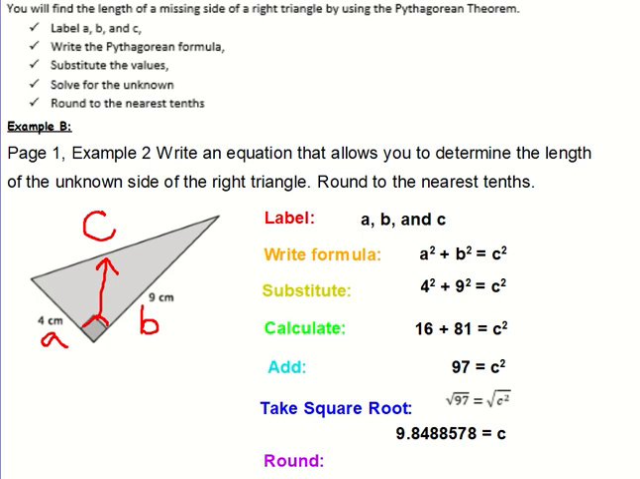To round, what we're going to look at is the number that comes after the tenth spot. So in the tenth spot, we have an 8. After it, we have a 4. That 4 tells me to leave that 8 as an 8. So my answer is going to be C equals 9.8. So 9.8 is the length of the hypotenuse for this problem.